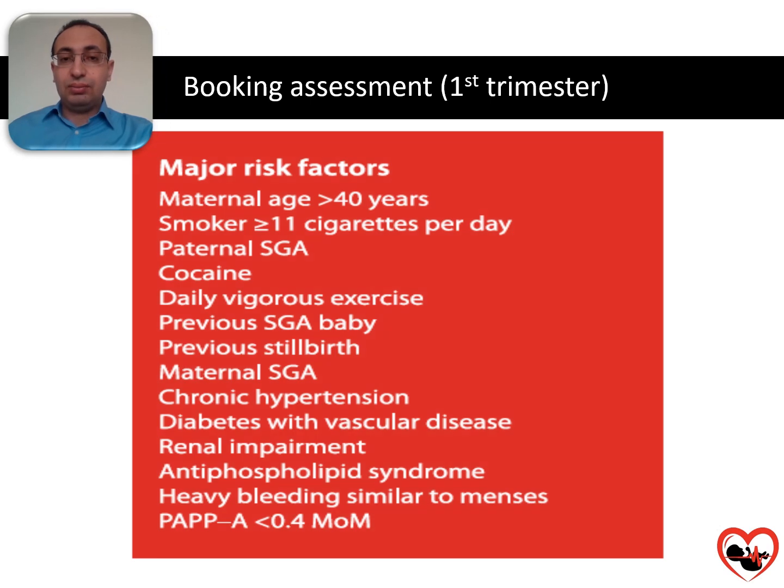The major risk factors include maternal age above 40, smoking more than 11 cigarettes per day, paternal small for gestational age, abusing cocaine, daily vigorous exercise as in athletes, previous small for gestational age baby, previous stillbirths, maternal small for gestational age, chronic hypertension, diabetes with vascular disease, renal impairment, antiphospholipid antibody syndrome, heavy bleeding similar to menses, pregnancy associated plasma protein A less than 0.4 multiples of the median.